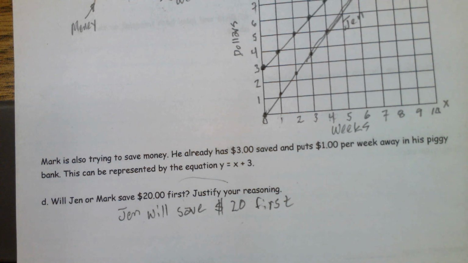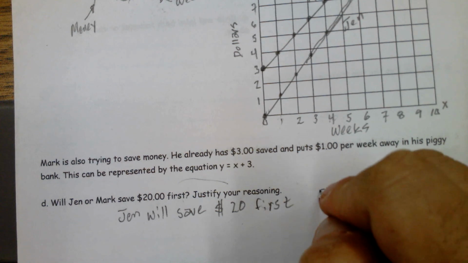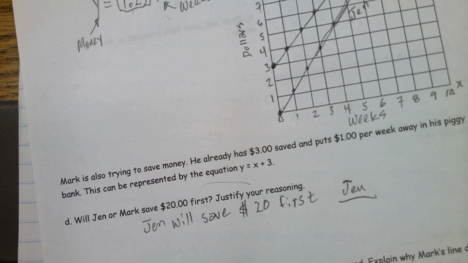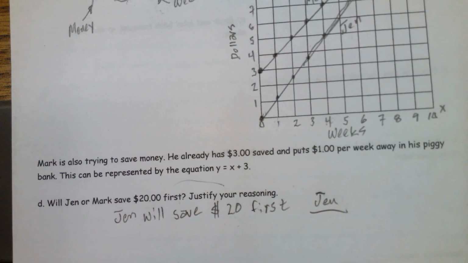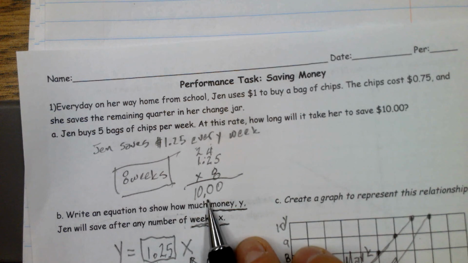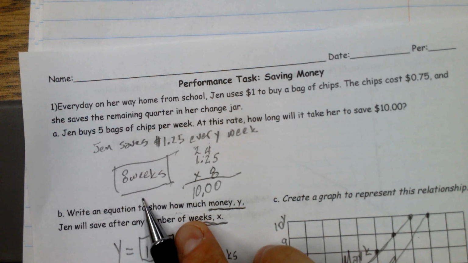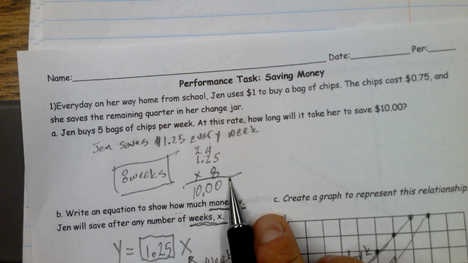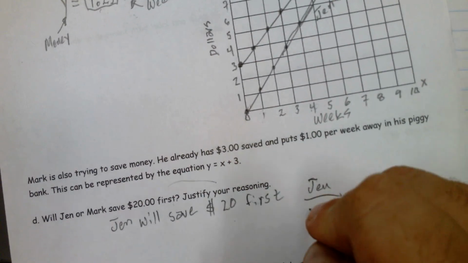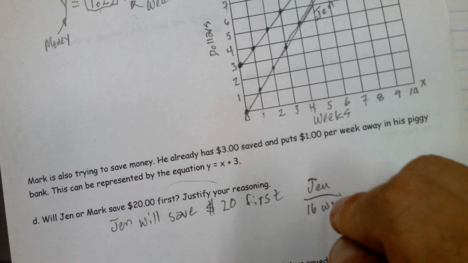Let's figure out how long it would take them. How long would it take Jen to save $20? 16. Would you agree it's 16, guys? Look, how long did it take her to save $10? 8 weeks. $20 is twice 10. So you double that 8 weeks. It's 16 weeks.